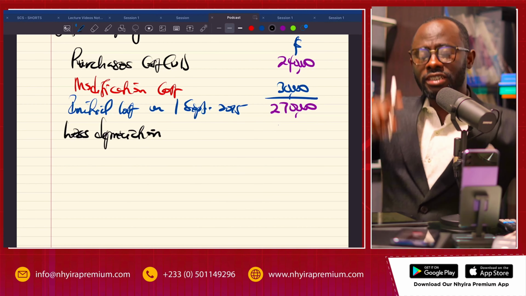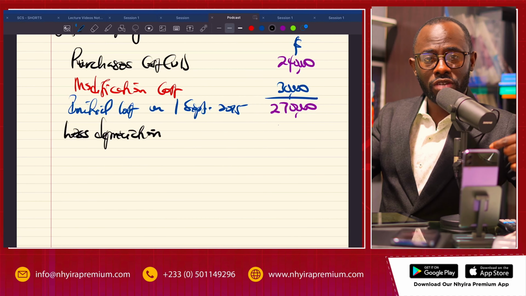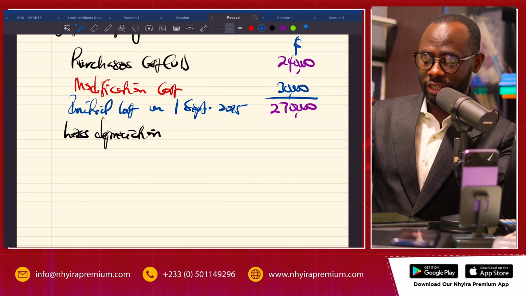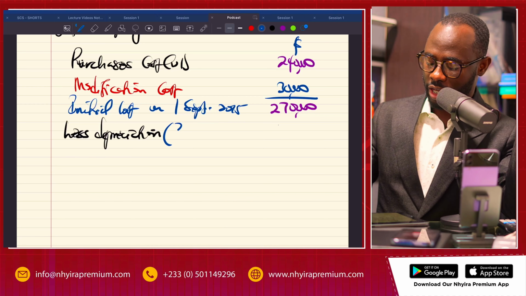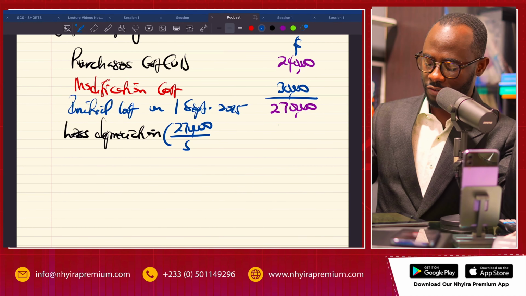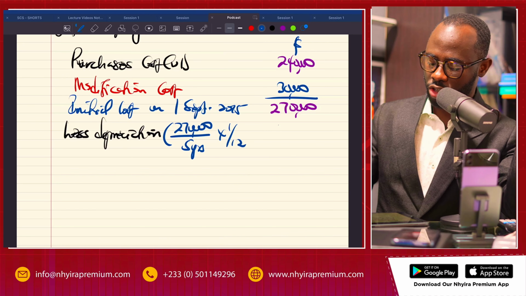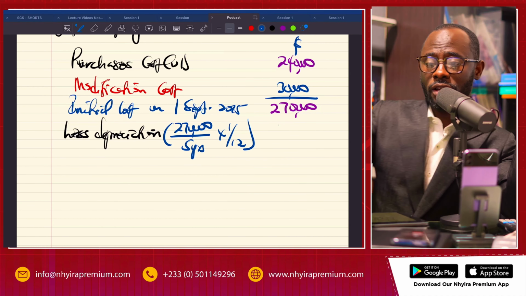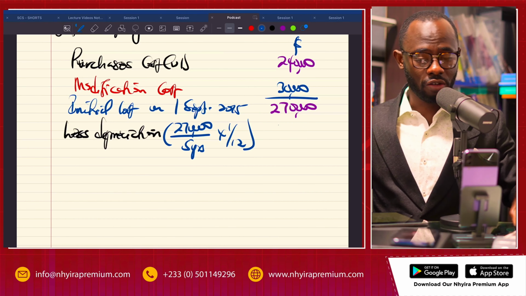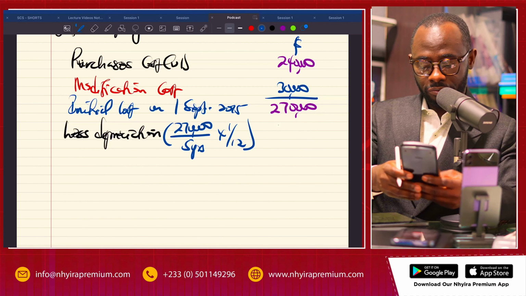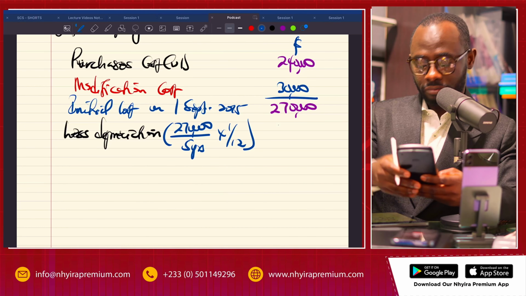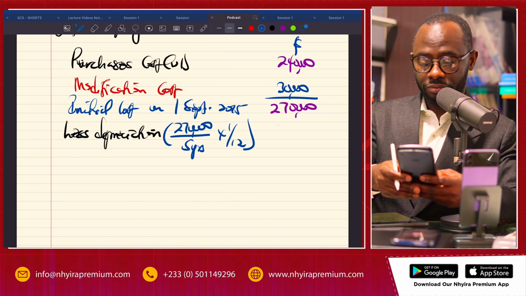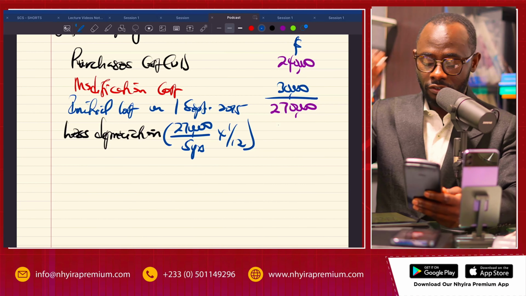Now, the year end is 30th September. The asset was ready for use on 1st September. So it means we will charge depreciation for only 1 month. So it becomes 270,000 divided by 5 years times 1/12. Does that make sense? 270,000 divided by 5 years times 1/12. So let's punch that out. 270 divided by 5 times 1/12. And I'm getting 4,500.